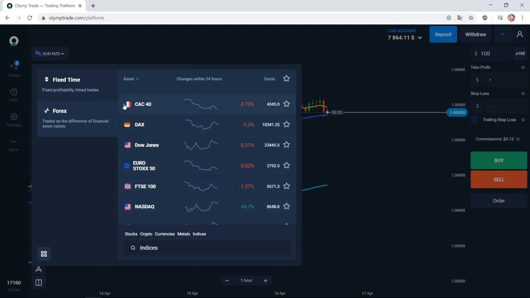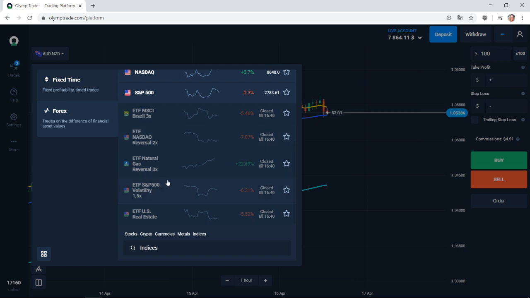So for example, this is the index for French CAC 40. This is the United States Dow Jones. This is the Euro area Euro Stocks 50. And for example, this is the United Kingdom FTSE 100. You can also find different ETFs below here as well.